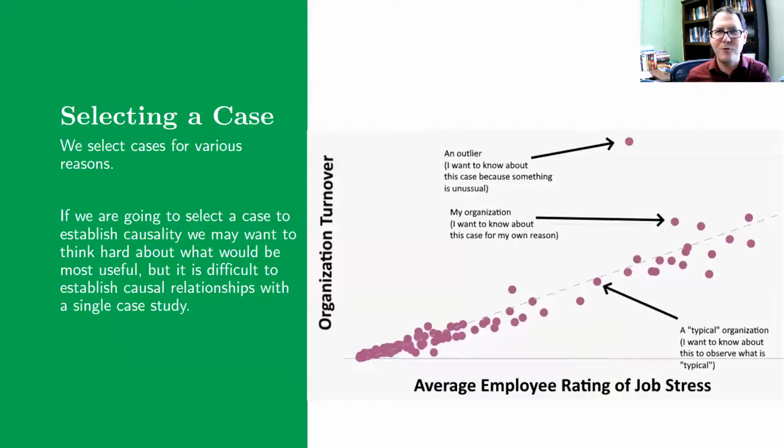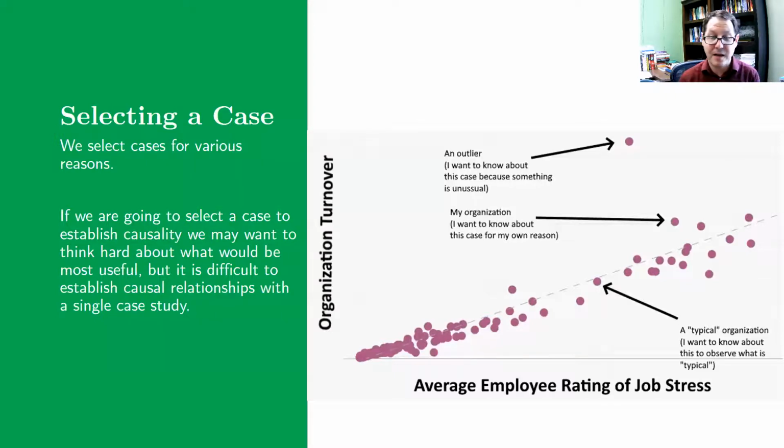I made this up. This is a completely fictitious graph, but it helped me to think about what these different kinds of case studies might look like. And so this is again, made up data looking at organization turnover. So basically, employees, whether they stay working for an organization, and the average employee stress rating. So do people find their job to be stressful or not? And so in my proposed relationship of what this might look like, jobs that are very high stress have very high turnover. And there are cases that follow that pattern.